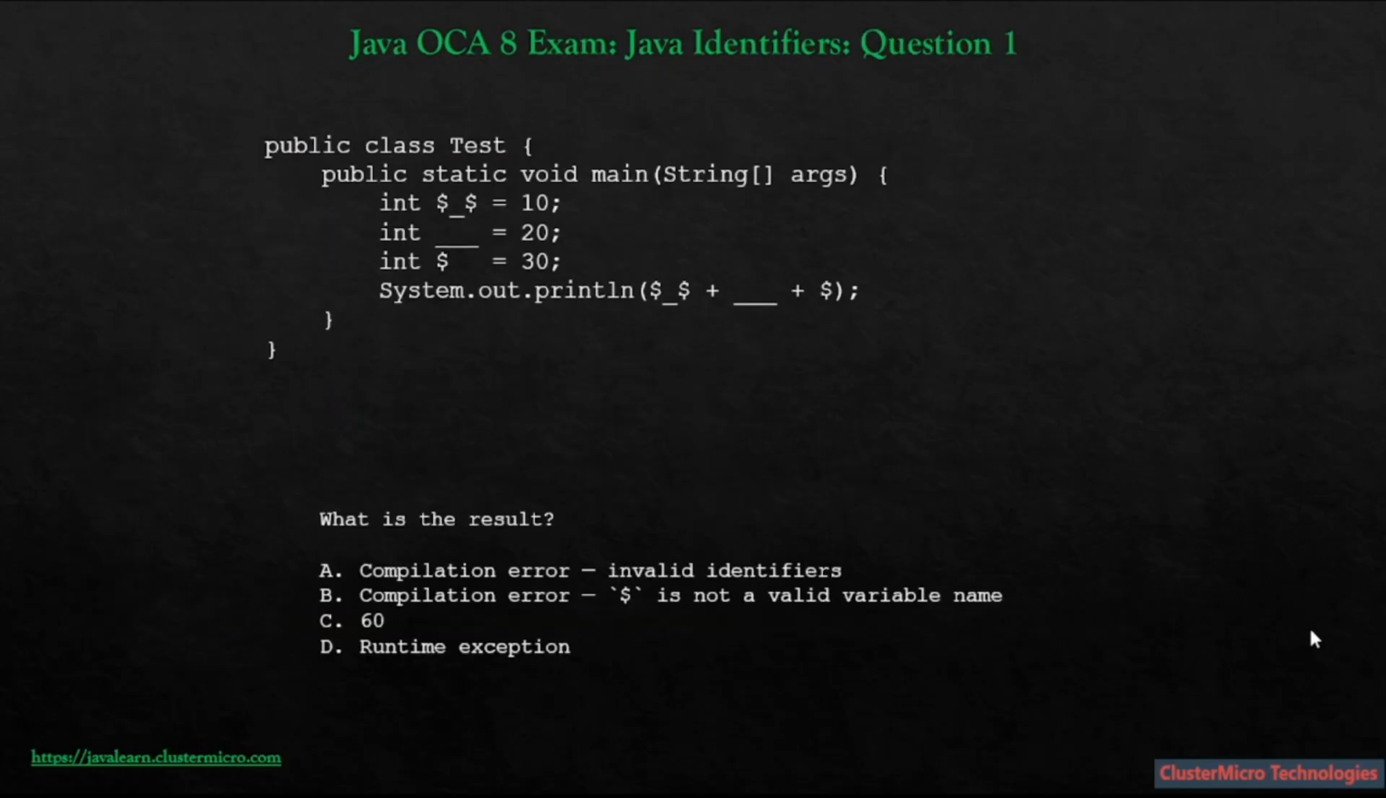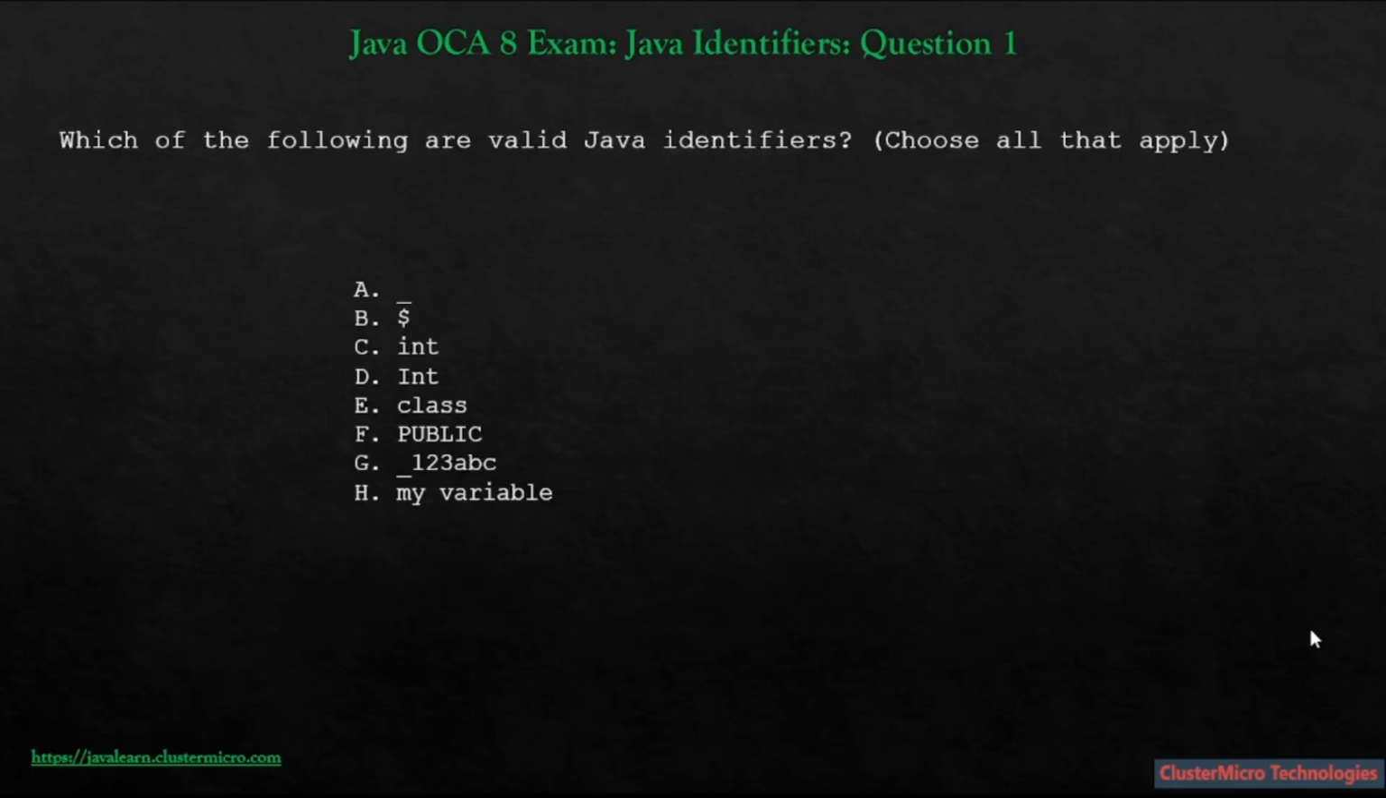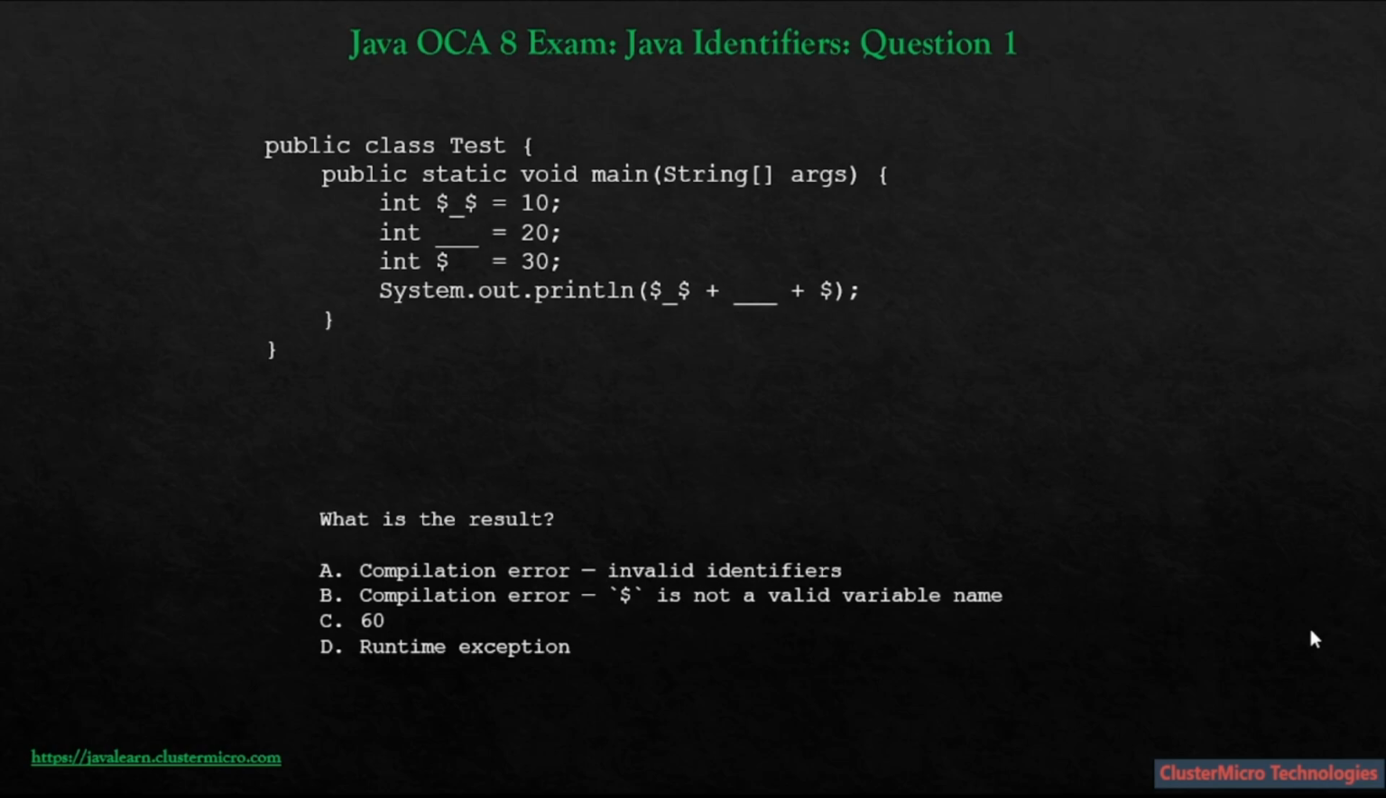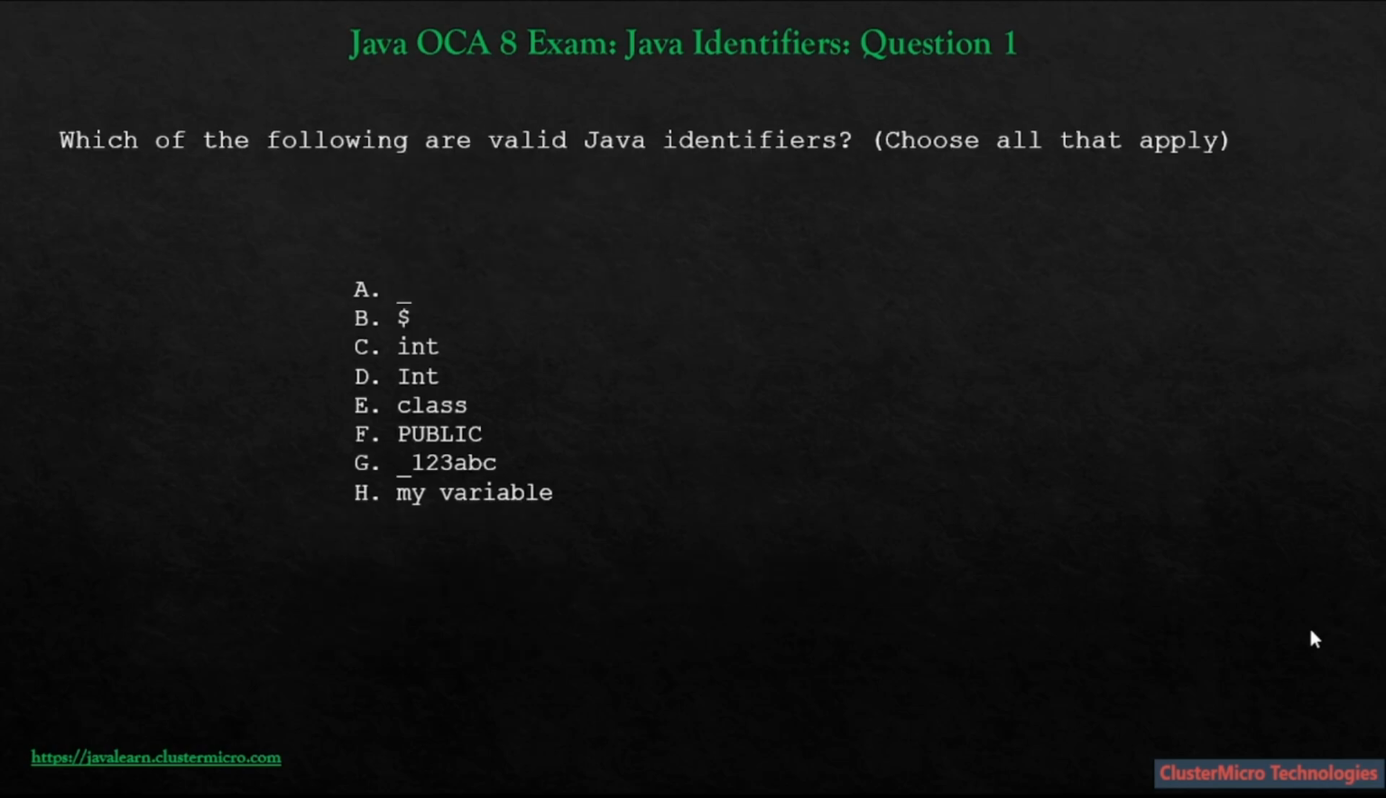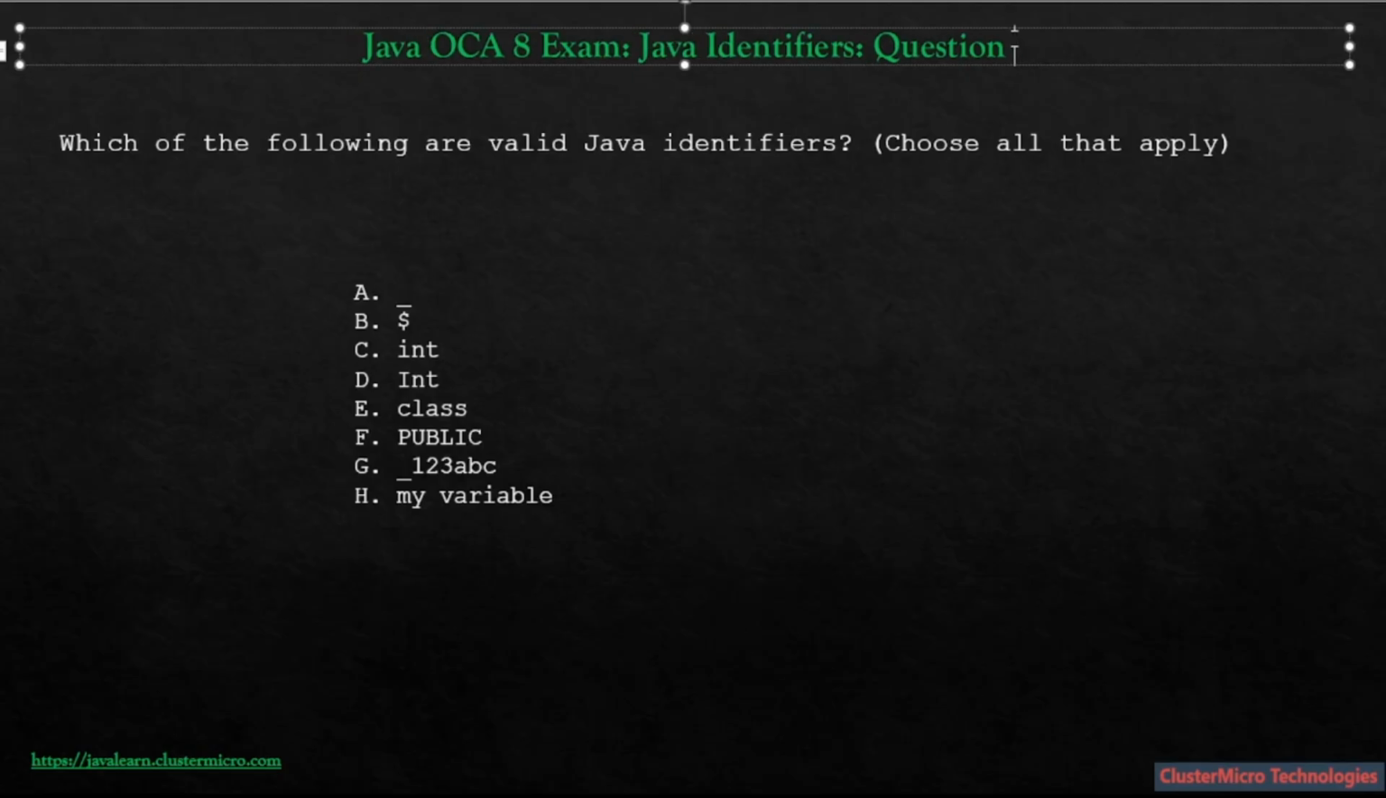Okay, so let's go to question number 1. int $_ = 10, perfectly fine. int 3 underscores = 20, perfectly fine. int $ = 30, and that's perfectly fine, right? So all these first three are perfectly fine. If we just add them up, it should be 60, right? So the answer is C.